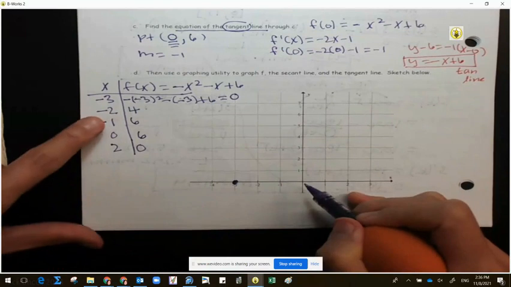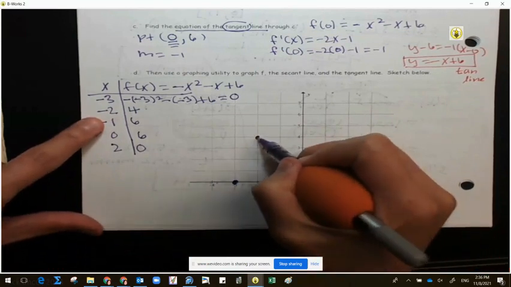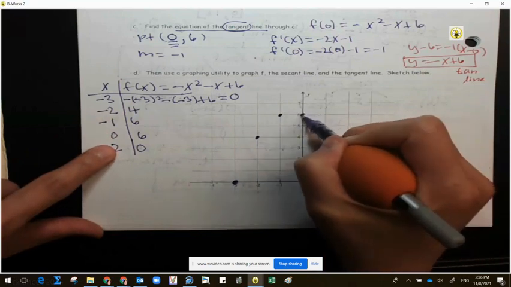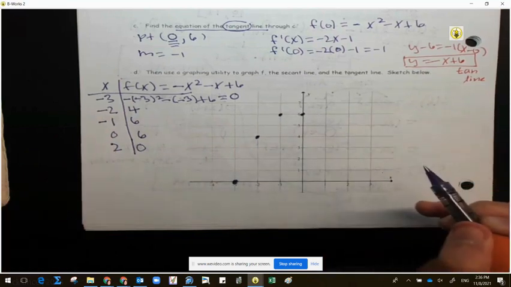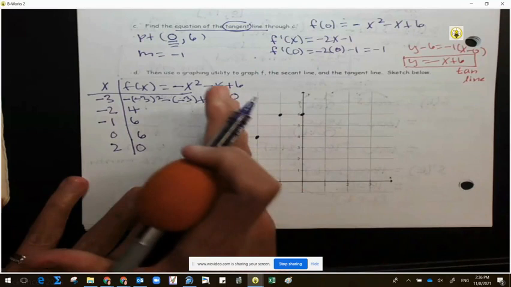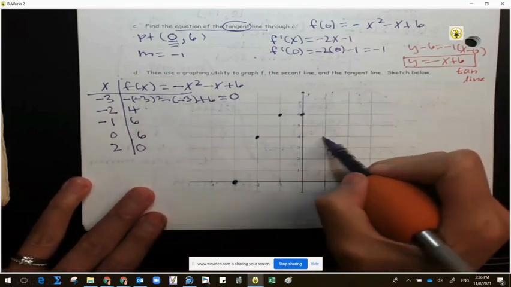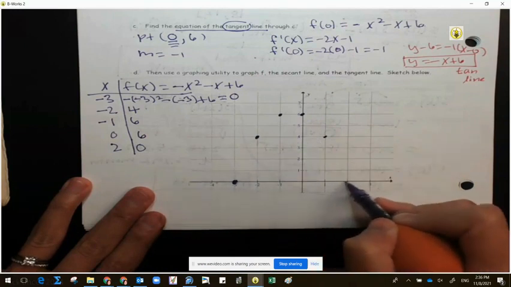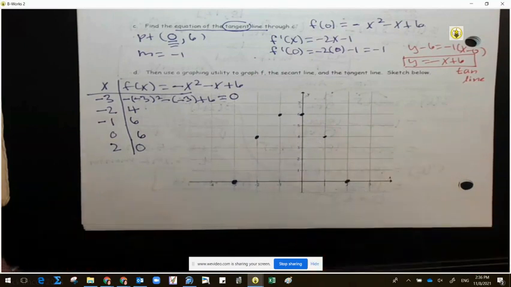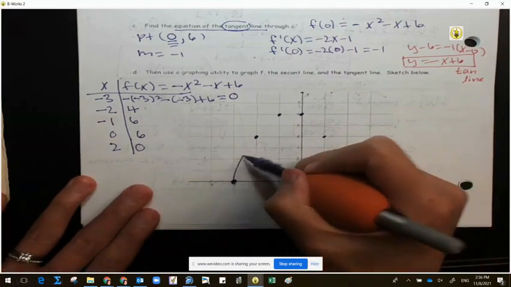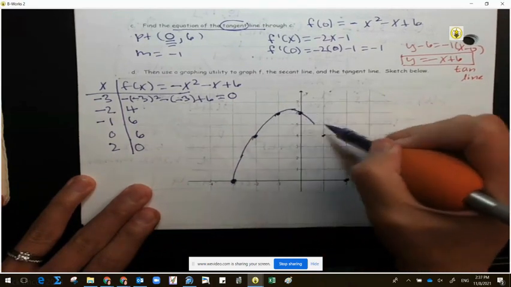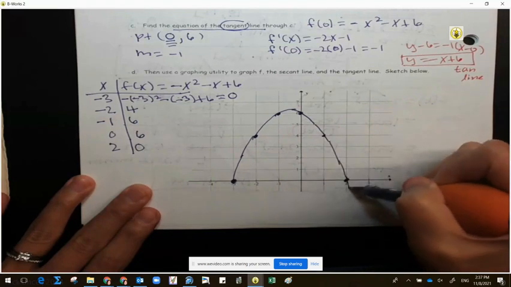So I'm going to go ahead and plot this. -2, 4. -1, 6. 0, 6. And then I think because it's a parabola, I can kind of mirror the other side, so it should be here, by the mirror over here. So let's go ahead and graph this. And I'm only graphing to prove to you, since seeing is believing.